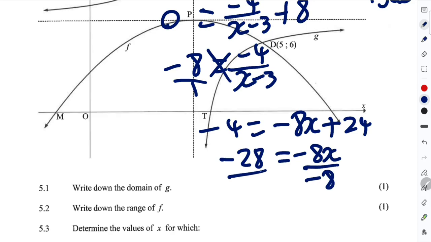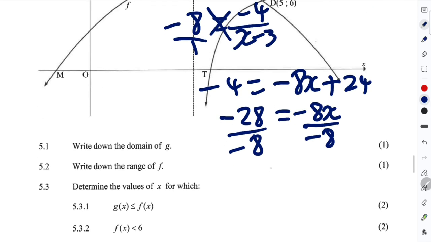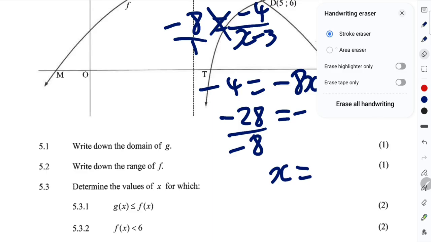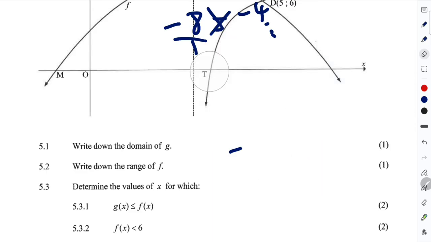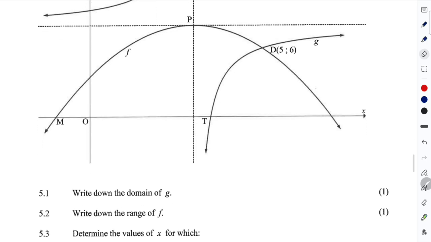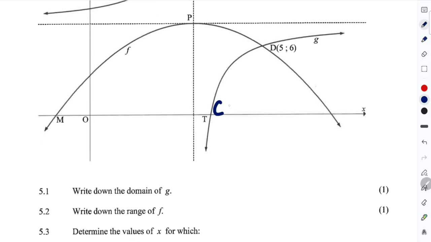Then we divide by negative 8. Then x is equal to, if you put that in a calculator, the negatives cancel, so it's going to be a positive answer, 7 over 2, which makes sense because y is 0, so I'm expecting my x value to be positive. So the coordinates here are 7 over 2 and 0.